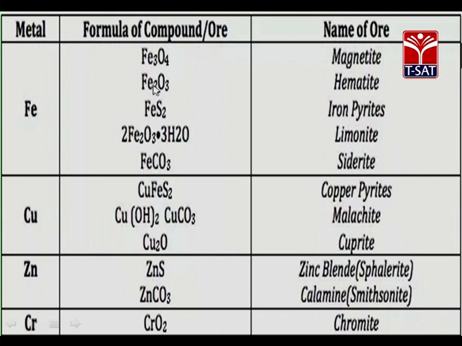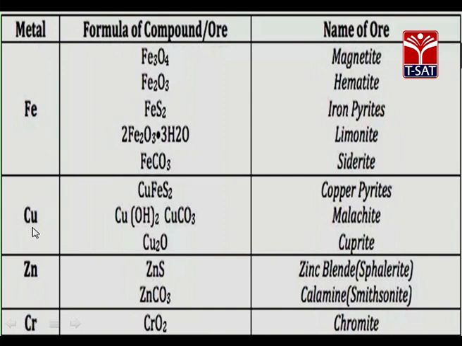So, if you look at the chemical formula of the different ores of iron, here in magnetite and hematite, oxygen is the impurity. So, we can use a common method for the extraction of iron metal from these ores. Iron pyrite, here the impurity is sulfur, limonite, here the impurity is oxygen, and in siderite the impurity is carbonate.